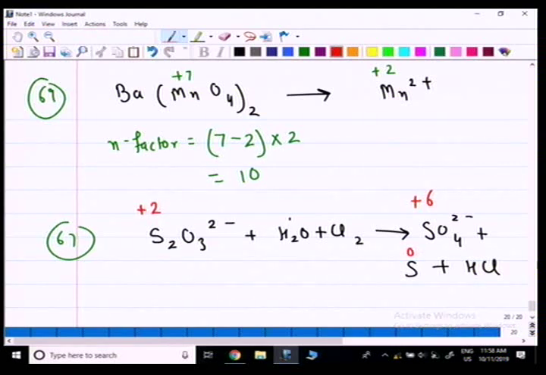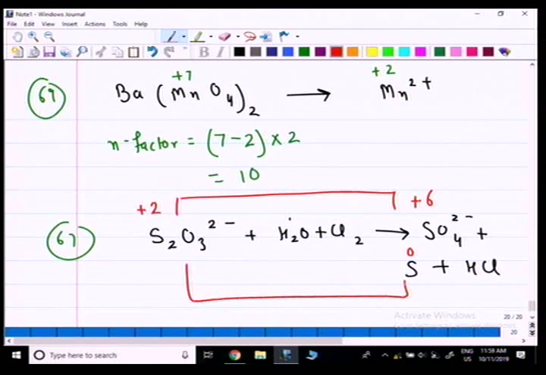Guys, you have to tell me in which case S2O3 is going into two compounds, first in this one and second in this one. In which compound will it behave as a reducing agent? When it goes from S2O3 2 minus to SO4 2 minus, or S2O3 2 minus to sulfur, where can it behave as a reducing agent?